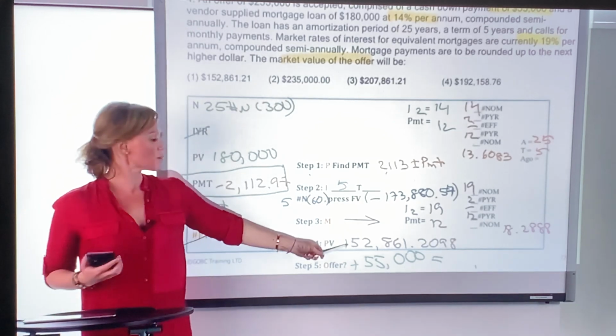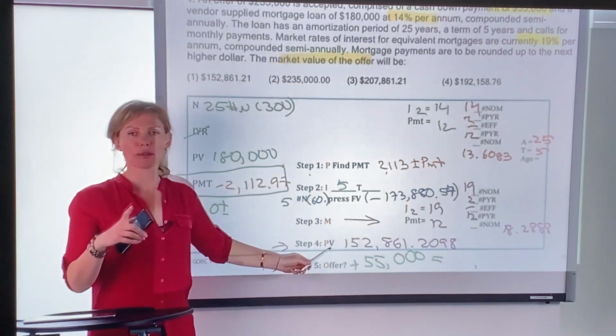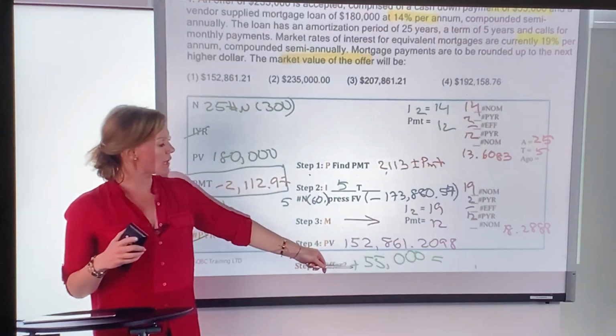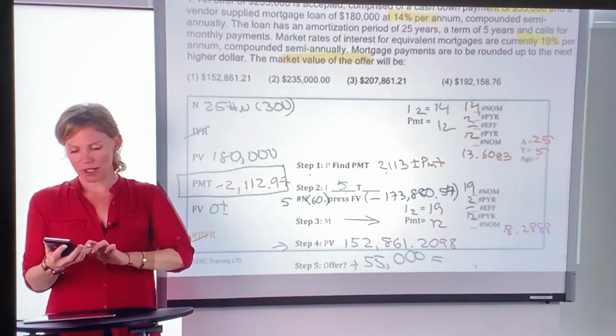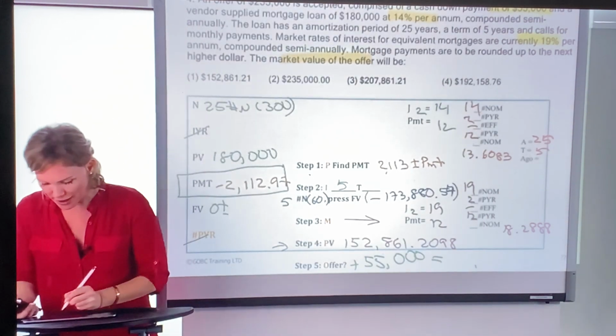Okay, so did you get this? What's this? That is your market value of a mortgage. Are we done? No, they're looking for the offer. Make sure that you add the cash. So 152,000 is on your screen right now. Just press regular plus. 55,000 regular equals. What did you get? 207, right?